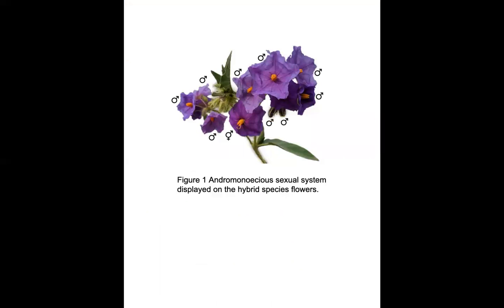Figure 1 displays the andromonoecious sexual system on hybrid flowers. You can see a single inflorescence containing small, staminate flowers with a larger hermaphroditic flower at the base. On the other hand, the dioecious sexual system displays full separation of staminate and pistillate flowers on separate plants, sometimes with the presence of functionally pistillate flowers due to inaperturate pollen.